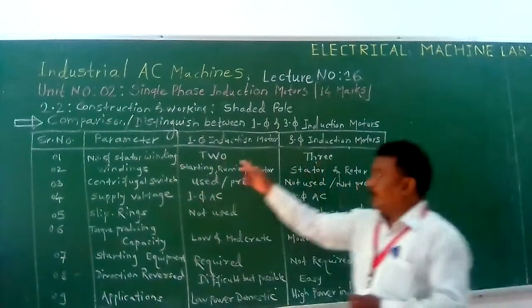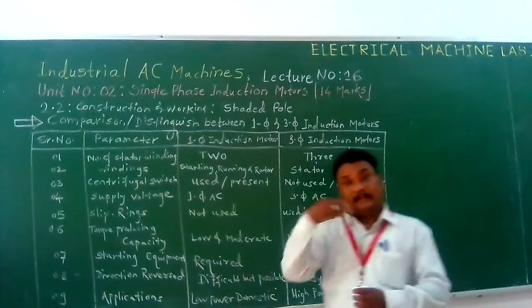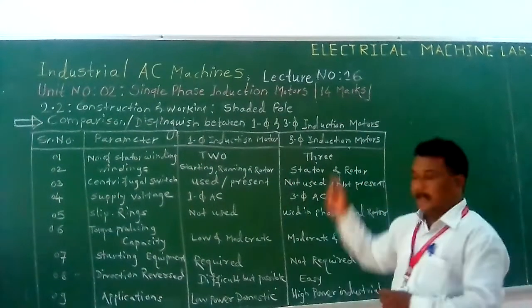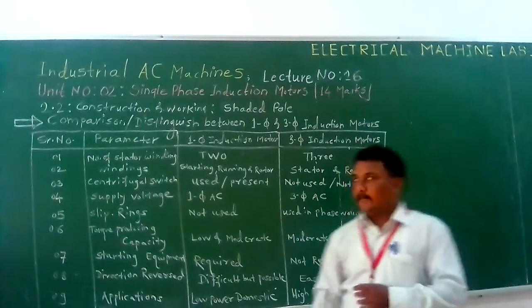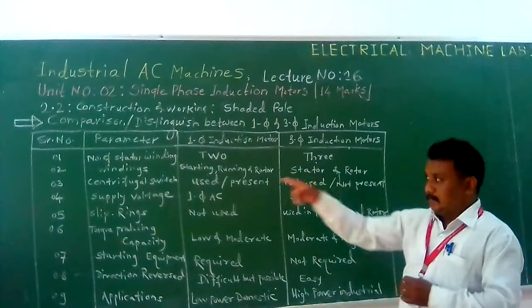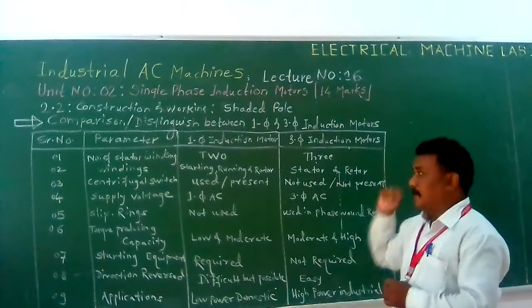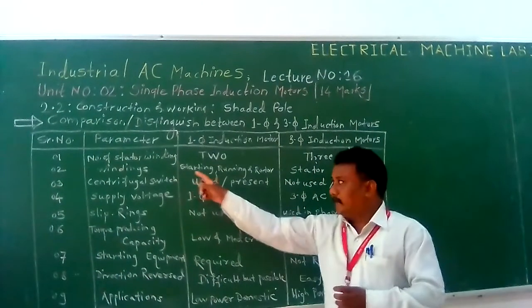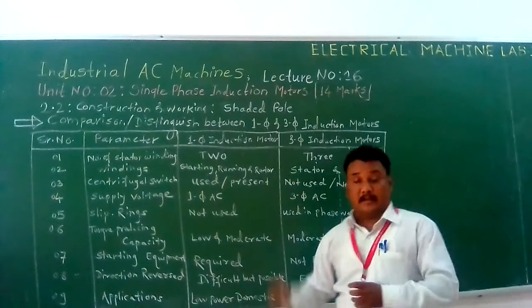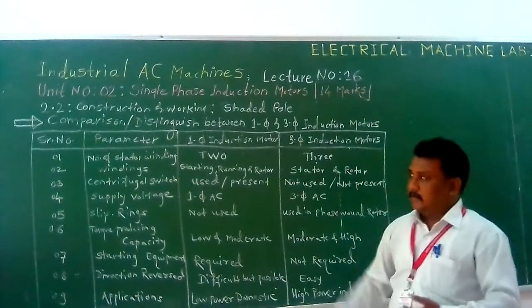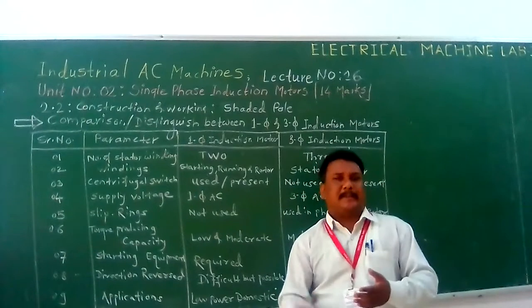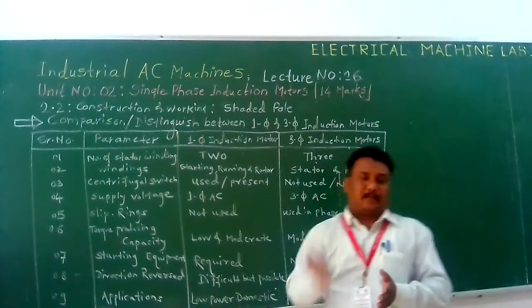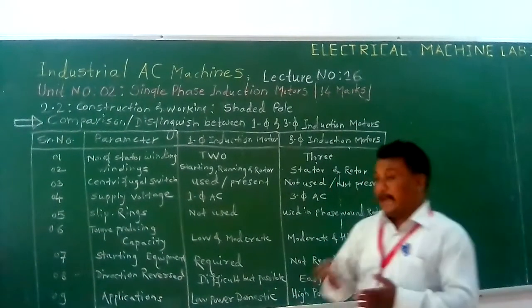In a three phase induction motor, three windings are there. This is distributed in nature, and the windings are stator and rotor. No doubt the rotor is permanently short circuited or squirrel cage type in the single phase case, but in a three phase induction motor it is of two types, squirrel cage or phase wound rotor.